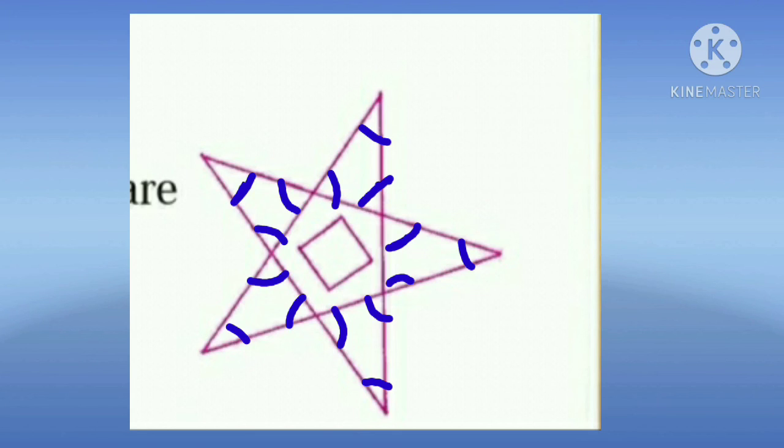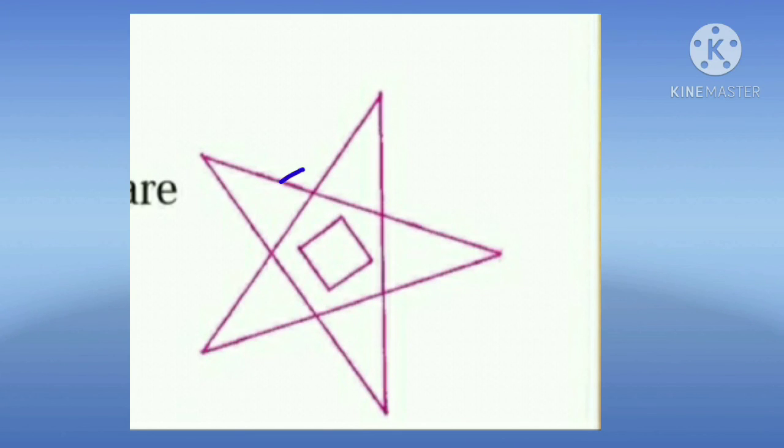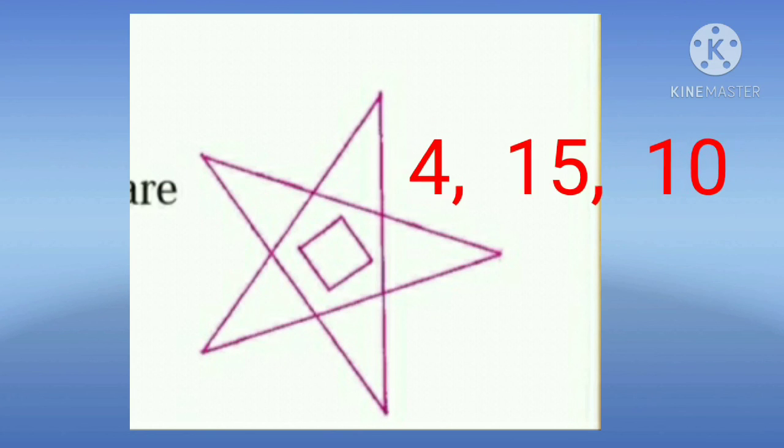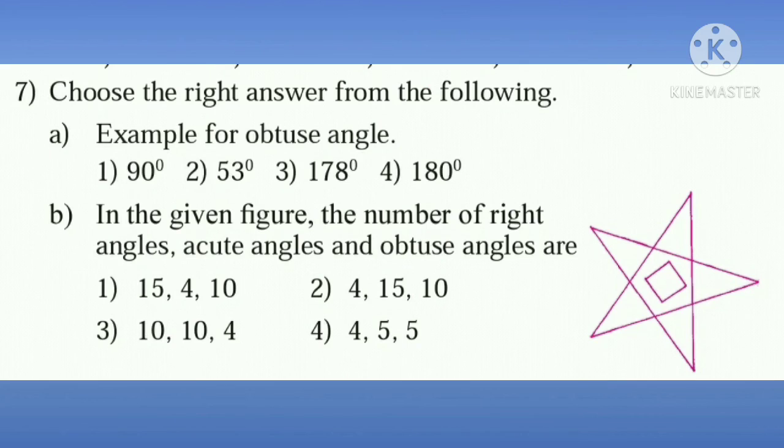And next, the obtuse angles. Where are the obtuse angles? 1, 2, 3, 4, 5, 6, 7, 8, 9, 10. 10 obtuse angles are there. So totally, right angles 4, acute angles 15 and obtuse angles 10. Here the first option is 15, 4, 10. So it is not the correct answer. The second option is 4, 15, 10. So acute angles 15, right angles 4 and obtuse angles 10. So the answer is option 2.